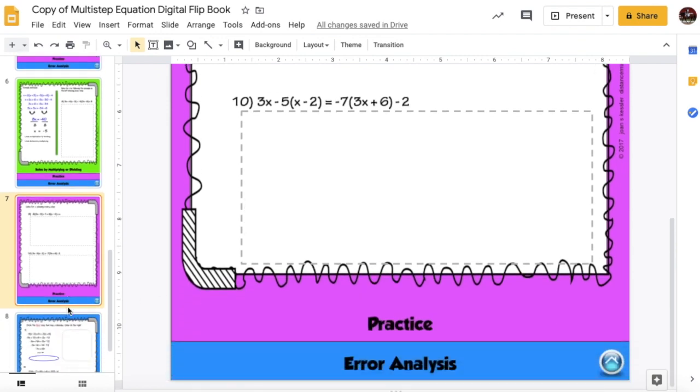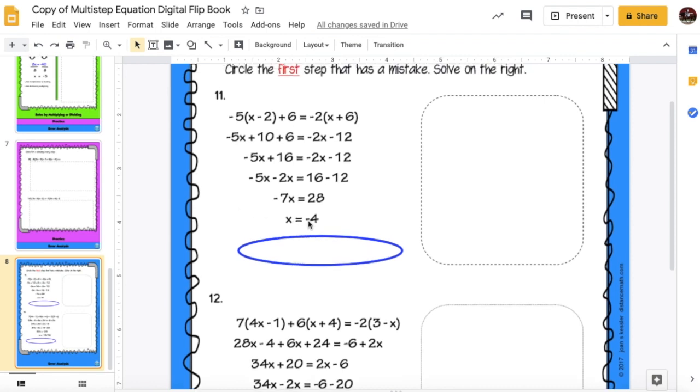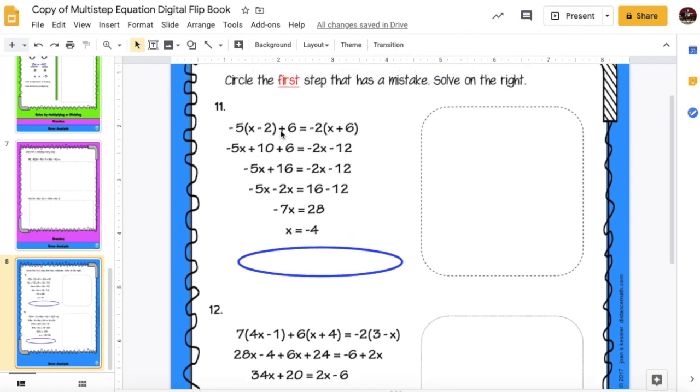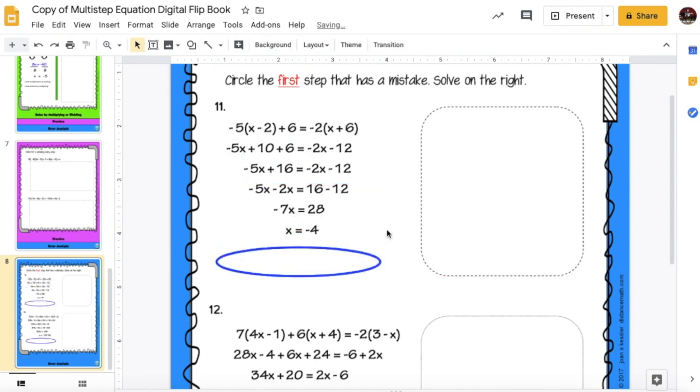And then the last slide, what you're doing is you're trying to spot the first step that has a mistake in how these problems are solved. So these answers are not correct. So you're going to drag this blue circle to where you think that mistake happened, and then you're going to fix the mistake over here on the right. This isn't necessarily where the mistake happened. I just moved it to be an example. It could be any one of these steps.